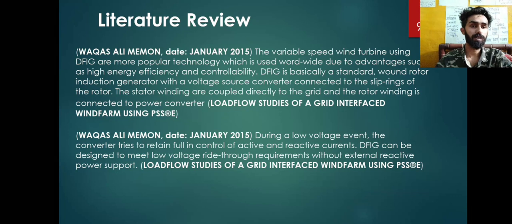During a low voltage event, the converter tries to retain full control of active and reactive power, which is the currents, and this is the main advantage of this generator. DFIG can be designed to meet low voltage ride through requirements without an external reactive power source.